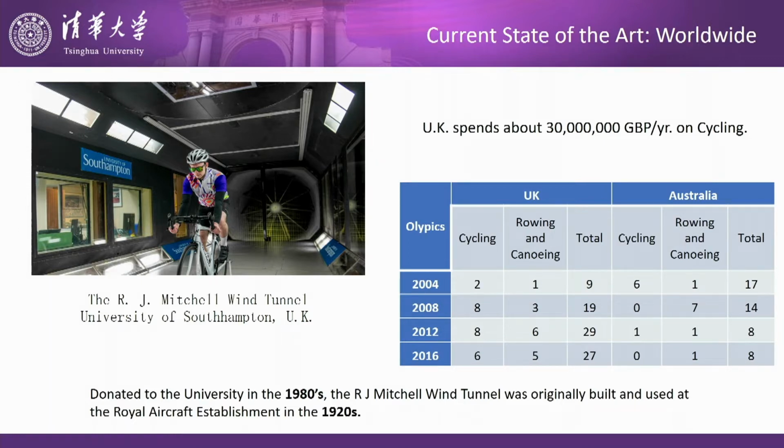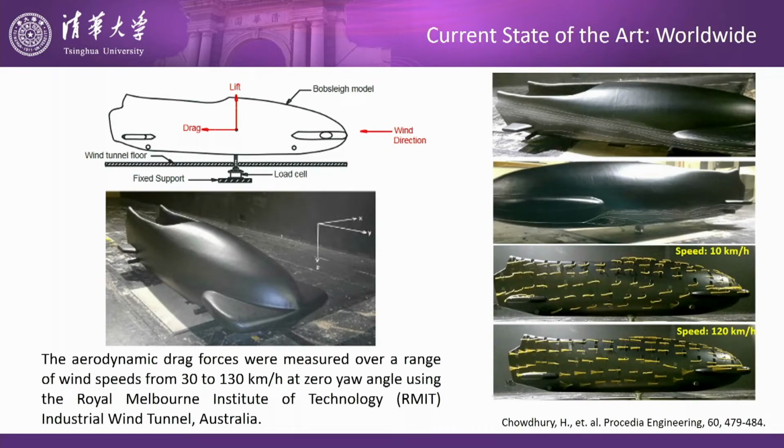On the other side, Australia found this problem, so they started to do wind tunnels again. RMIT has an industrial wind tunnel, and they use it to do the bobsleigh. It's a 50% scale, a smaller one, because if it's full size, the blockage ratio will be too large. They use smoke flow to visualize the flow, and they use wall tufts, which are yarn strands. Wall tufts are very useful and cheap.